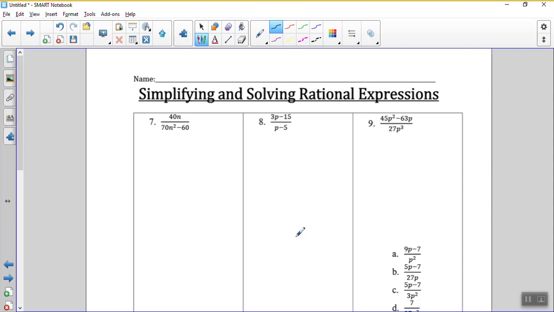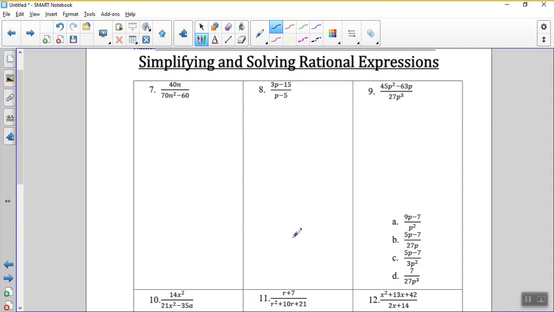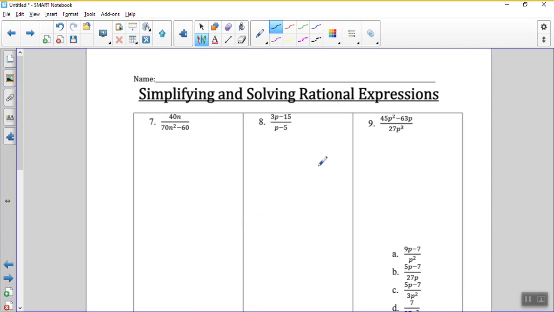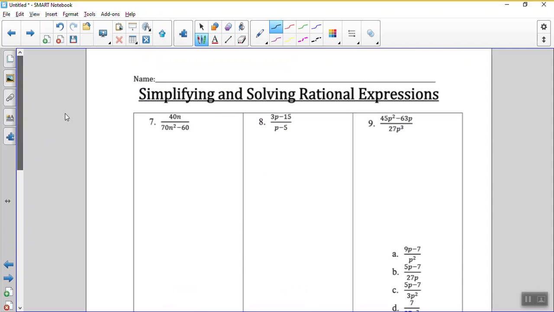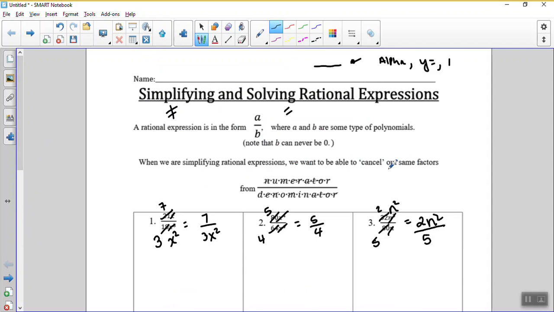Alright, next page. We have some other type of rational expressions to simplify, and again, remember that it's a rational expression as long as you see a division symbol. Okay, all right, for something like this, whenever we throw addition and subtraction signs into your problems, they get a little bit more difficult to simplify. And remember that in the lesson I told you that we want to be able to cancel out the same factors.